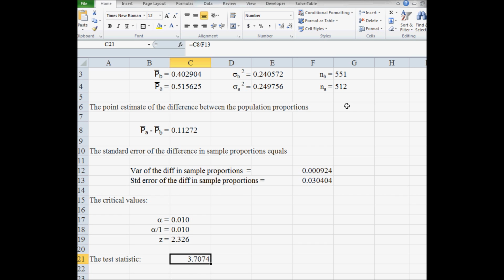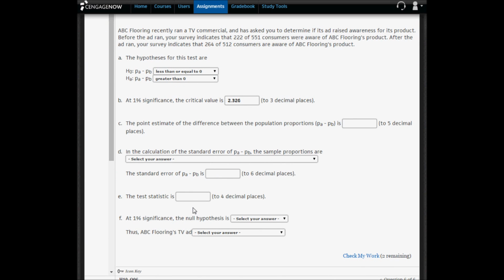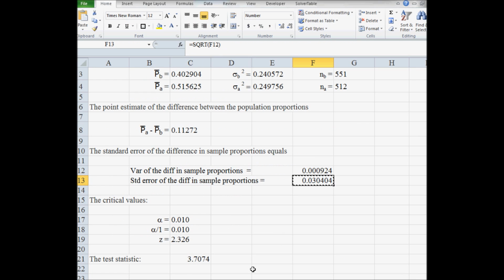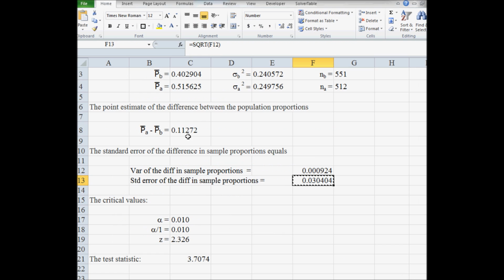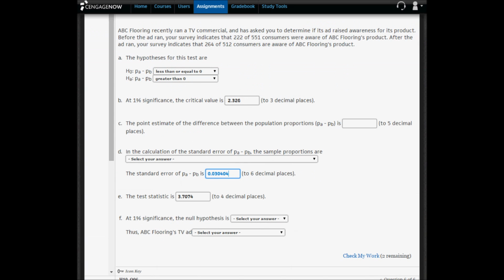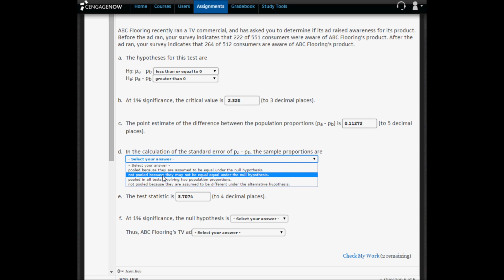I'm going to copy the test statistic back into Cengage now to 4 decimal places. The standard error has to be to 6 decimal places. The point estimate of the difference between population proportions is to 5 decimal places. And then the only thing we have left to answer, except for concluding, is the drop-down menu in Part D. The sample proportions are not pooled because they may not be equal under the null hypothesis.